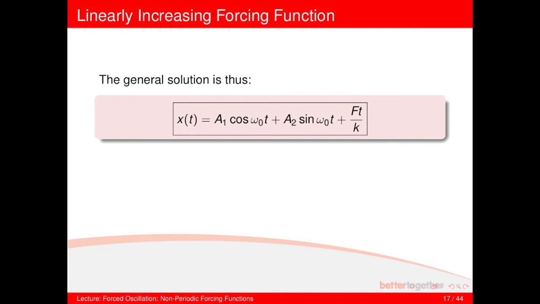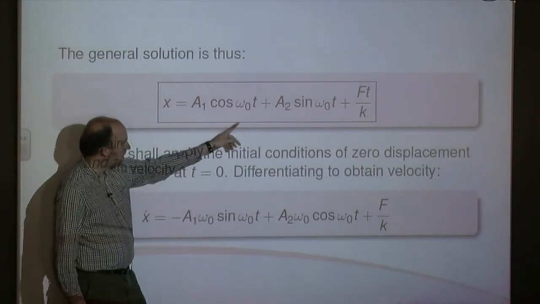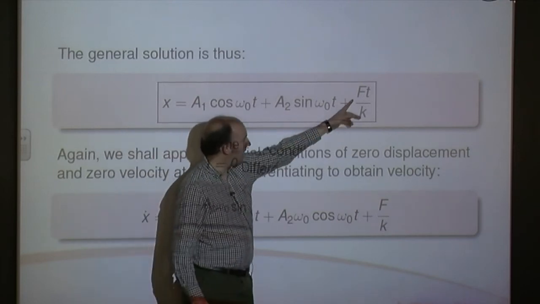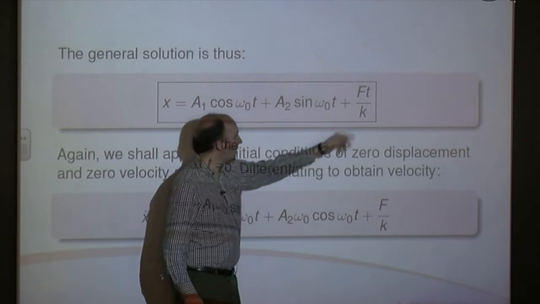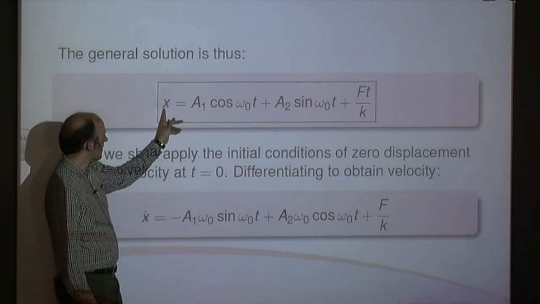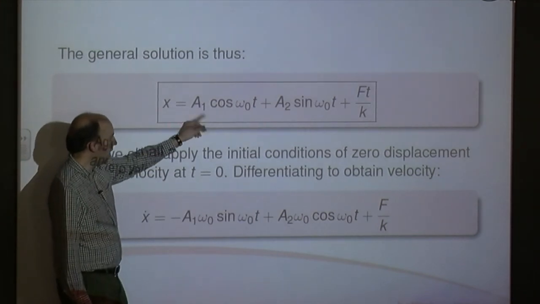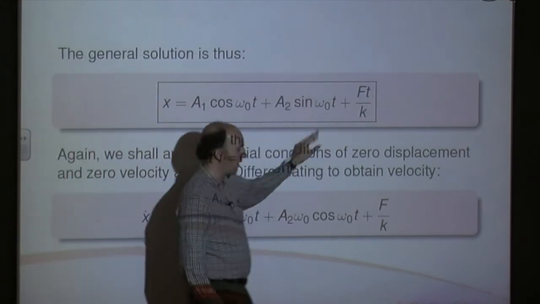That's the general solution. What are A1 and A2? Well, let's work them out. Differentiate with respect to time and put in t equals 0. So there's the solution, and here's the velocity. If we set t to be 0 in the displacement, obviously if t is 0 then that term is 0. So we end up with A1 must be 0, because these 2 terms here are both 0.